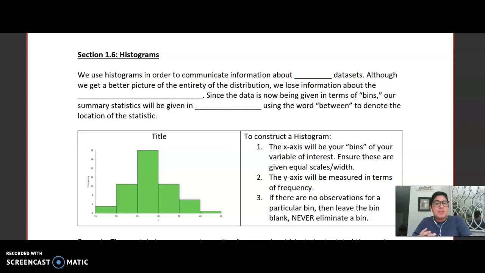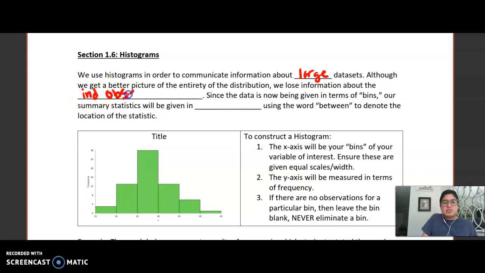Okay, so now that we know a little bit about dot plots and stem plots and using those for small data sets, we're going to take a look at histograms. Now this kind of looks like our bar charts that we talked about when we looked at categorical data, but these are going to be specific to quantitative data. So we use histograms in order to communicate information about large data sets. And although we get a better picture of the entirety of the distribution, we lose information about the individual observations.